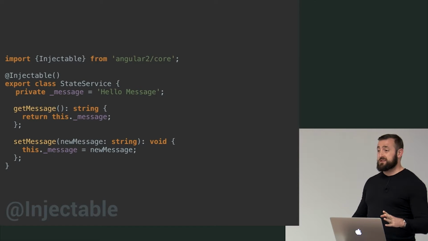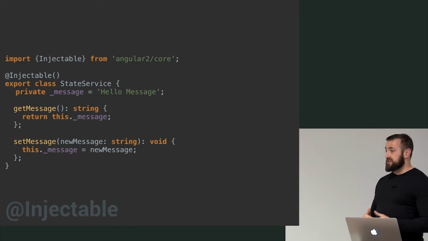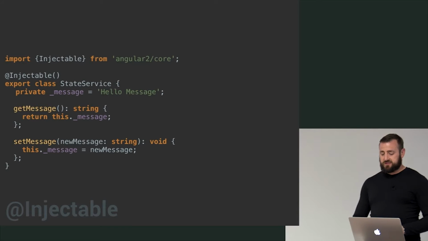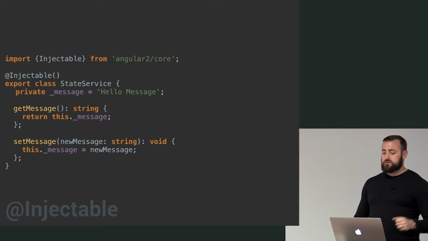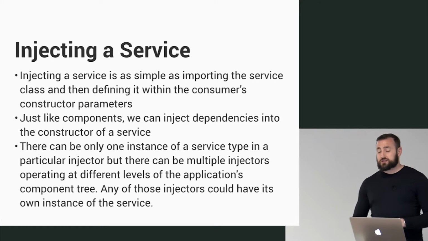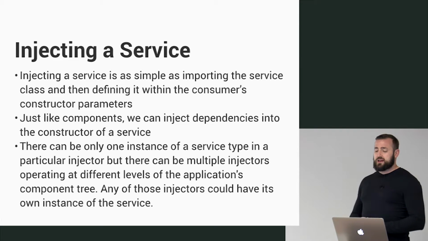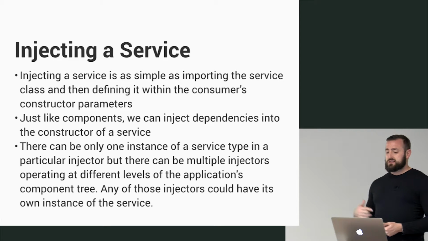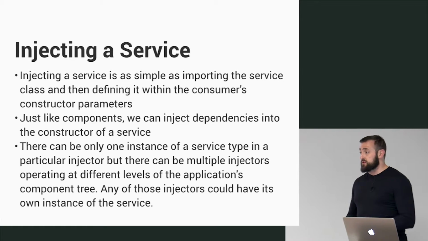Any questions so far? I almost feel silly reiterating this, but class, import, decorate. Pretty straightforward. And this is where, once you start to build these out, it's like, oh, I'm doing the same thing over and over and over. And so injecting a service, we've actually seen this a bit, but it's as simple as importing the service class and then defining it as a parameter on the consumer's constructor.